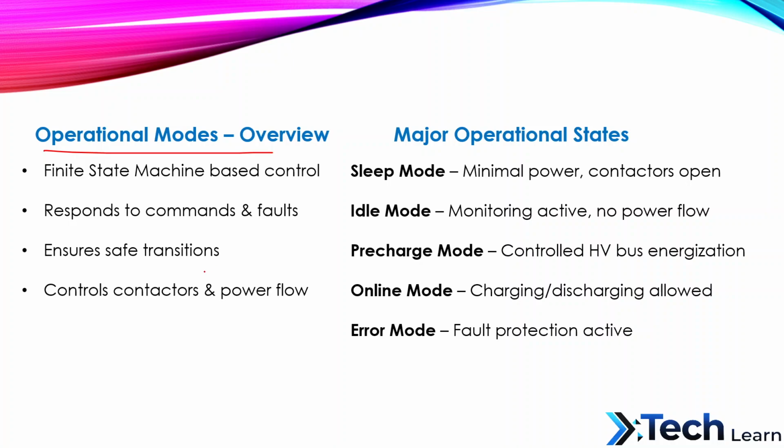Now let us understand the main states. First, sleep mode. In sleep mode, contactors are open. The battery is disconnected from the load. Power consumption is minimized. Monitoring circuits are mostly inactive. This is used when the system is turned off, such as an electric vehicle parked with the ignition off.